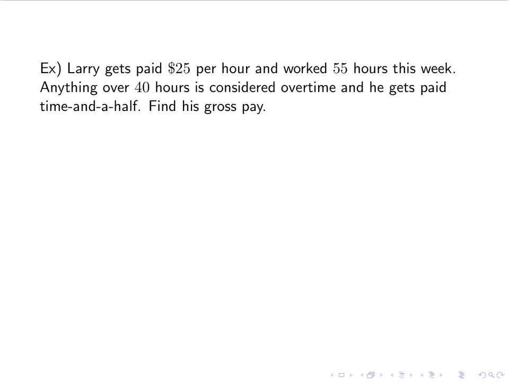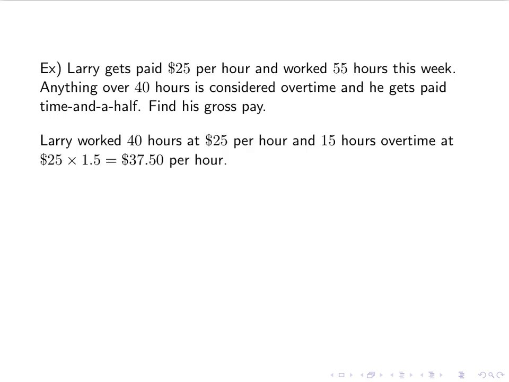Larry gets paid $25 per hour and worked 55 hours this week. Anything over 40 hours is considered overtime, and he gets paid time and a half. That's typically the case. It might be different depending on where you work, but usually if you work over 40 hours, you get overtime. Overtime is usually considered time and a half. So let's find his gross pay.